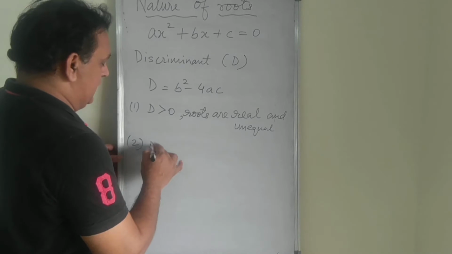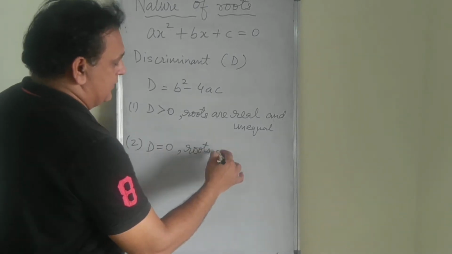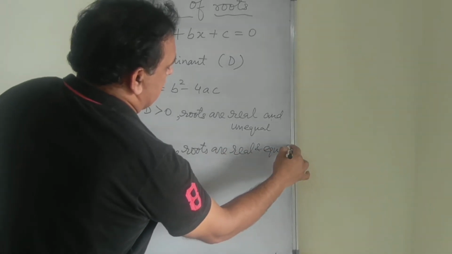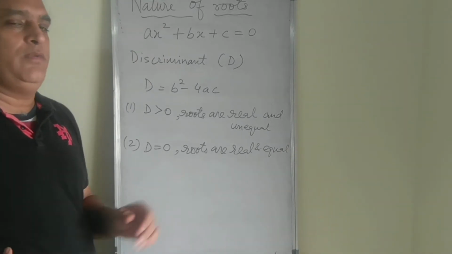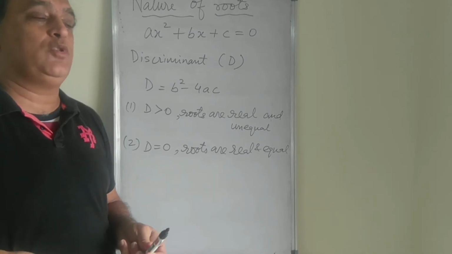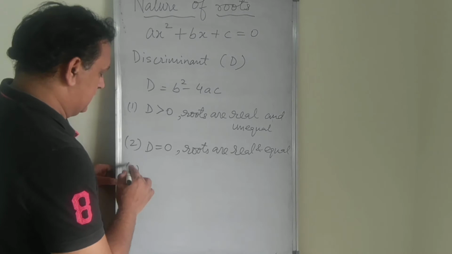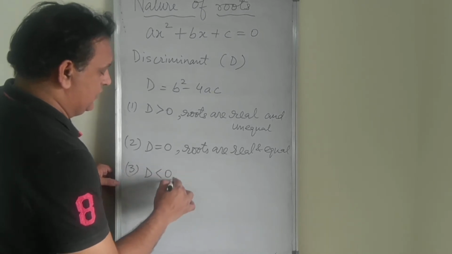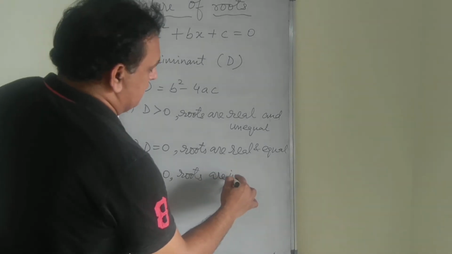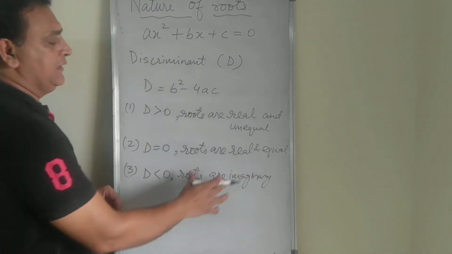Second case is when D is equal to 0, then we say roots are real and equal. Equal means we will get two answers of x, both the same; they may be plus or minus, but you will get the same answer. And third is D less than 0, then we can write down roots are imaginary. So they are not real, they are imaginary.